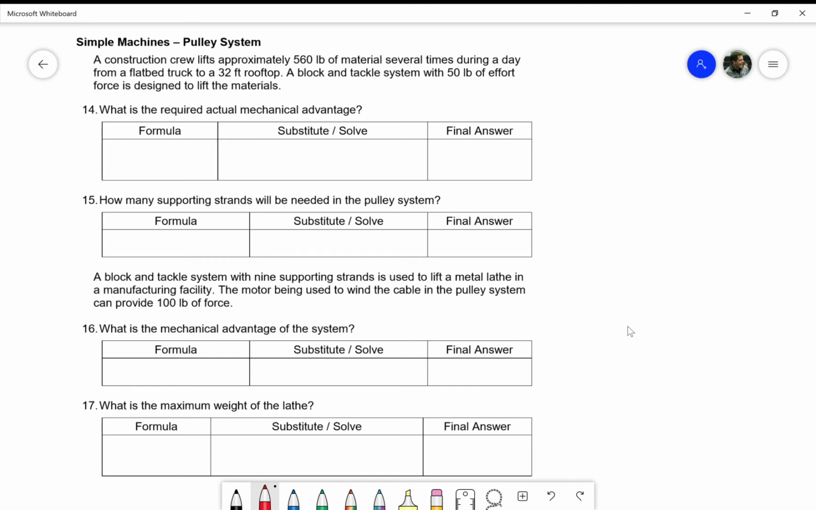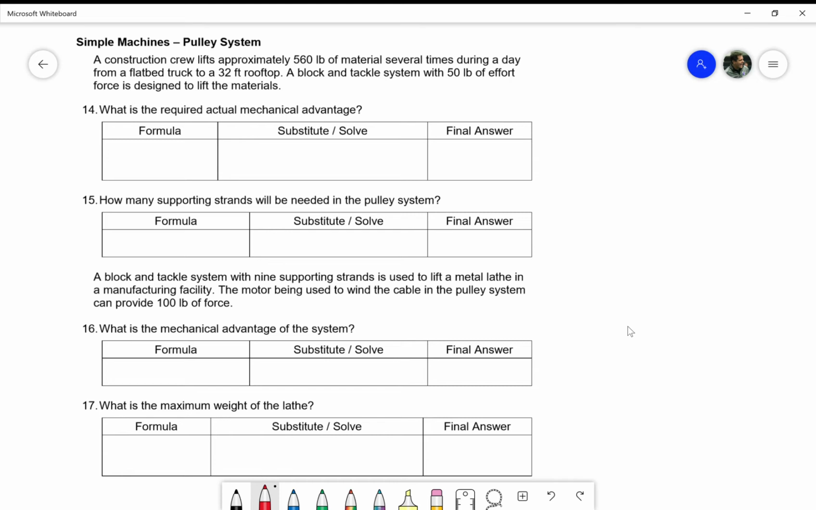So we're doing pulleys. The big thing to remember with pulleys is that the number of supporting strands you have is equal to the IMA of a pulley system. Okay, and they have to be supporting strands. They have to be helping to lift up the object so that you split up the forces. So here we go. First one, question 14.